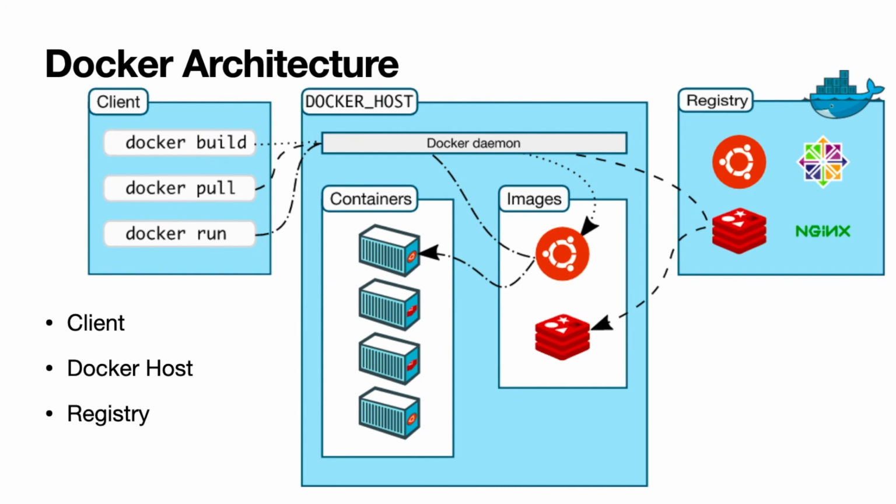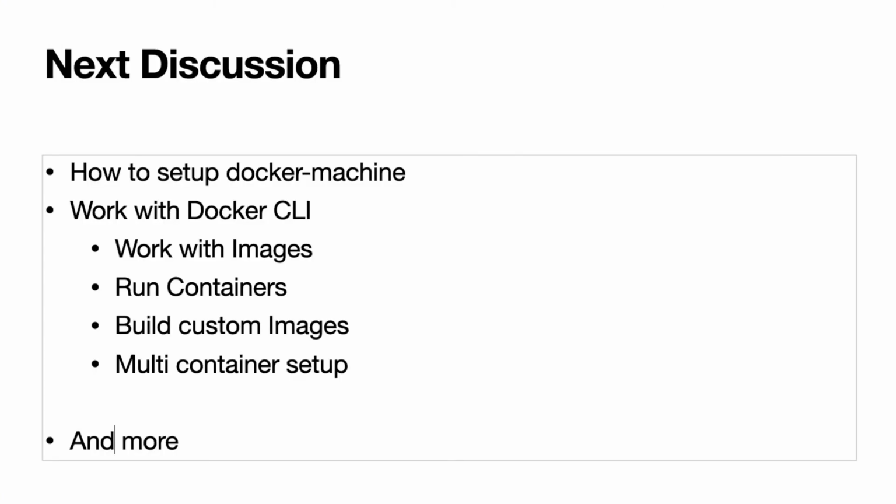However, we need to do more configuration so that we can communicate from the local system to the Docker container, because by default we do not get any communication between the two. In the next discussion, we will talk about how to set up Docker machine, work with the Docker CLI, like working with images, running a container, building custom images, multi-container setup, and many more.